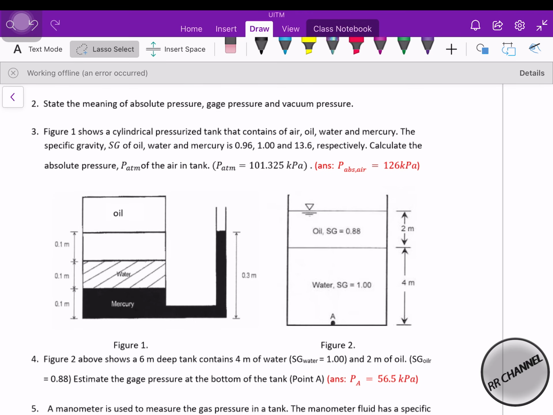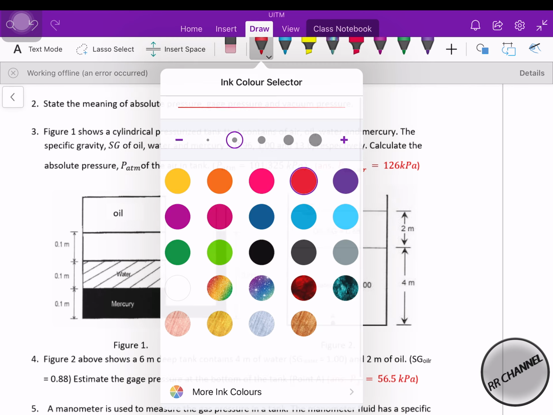Right, so for the third question here, figure 1 shows a cylindrical pressurized tank that contains air, oil, water, and mercury. The specific gravity Sg of oil, water, and mercury is 0.96, 1.00, and 13.6 respectively. Calculate the absolute pressure of the air in the tank. So you highlight the important things here.